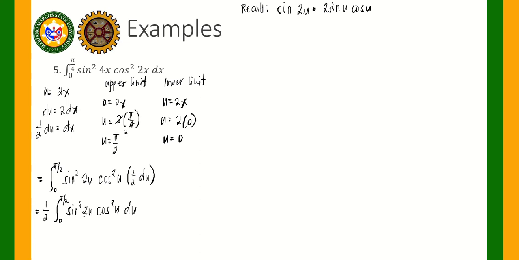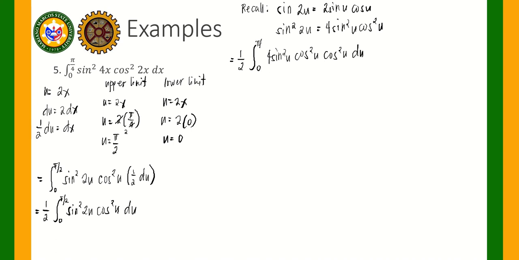However, yung term natin dito is sine squared 2u. So, what will we do here? We square both sides. So, that is equal to sine squared 2u equal to 2 squared is equal to 4, and then, sine squared u cosine squared u. So, we can now plug this dito sa term na to. So, let's continue here. That is equal to 1/2 the integral of sine squared 2u, palitan natin ng ganito. So, 4 sine squared u cosine squared u multiplied by cosine squared u du, limits from 0 to pi over 2.